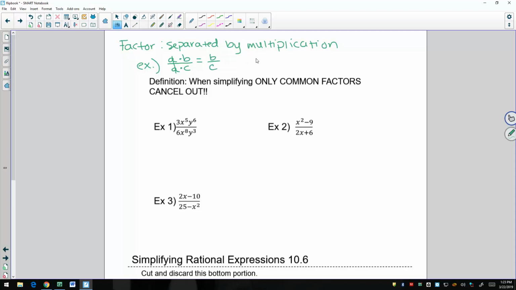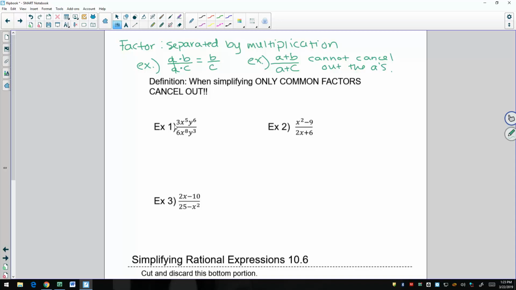But if you had A plus B over A plus C, you cannot cancel out the A's because those are attached with addition, or it could be attached with subtraction. So you cannot cancel out the A's in that example. So let's do our first example.